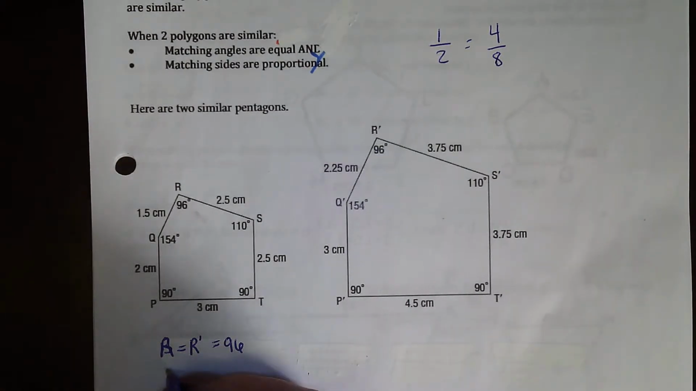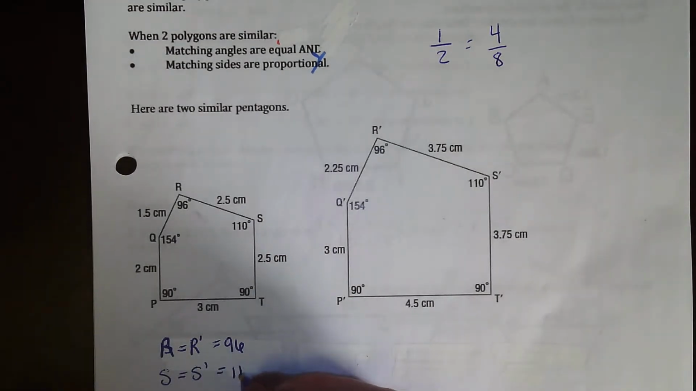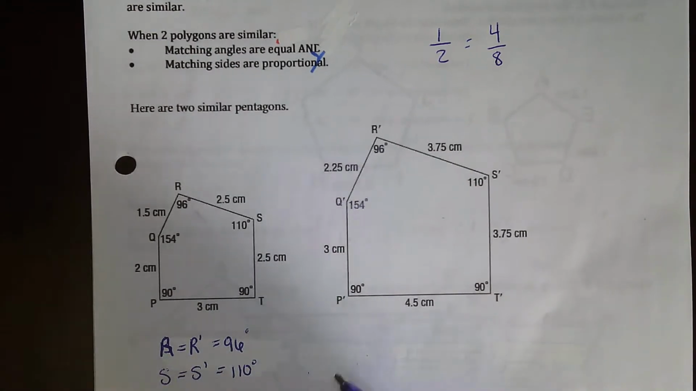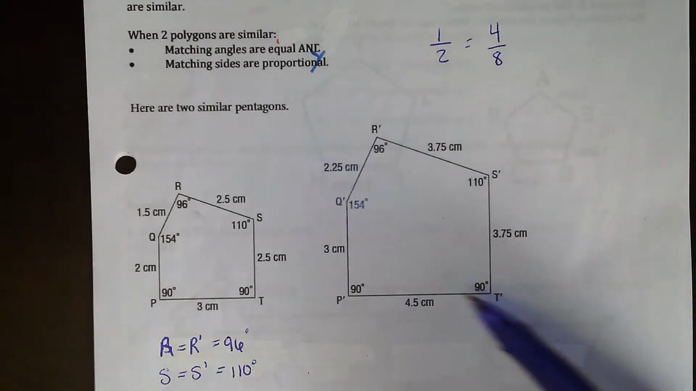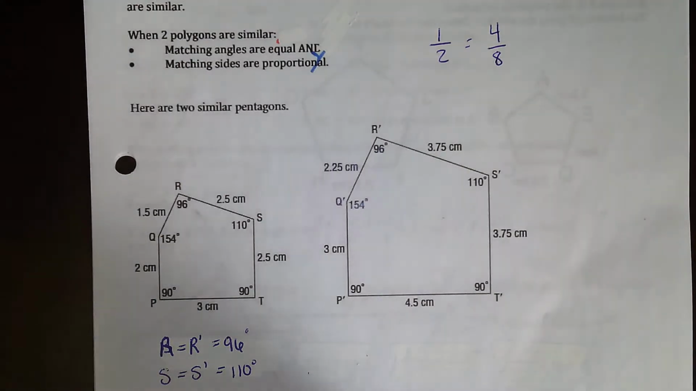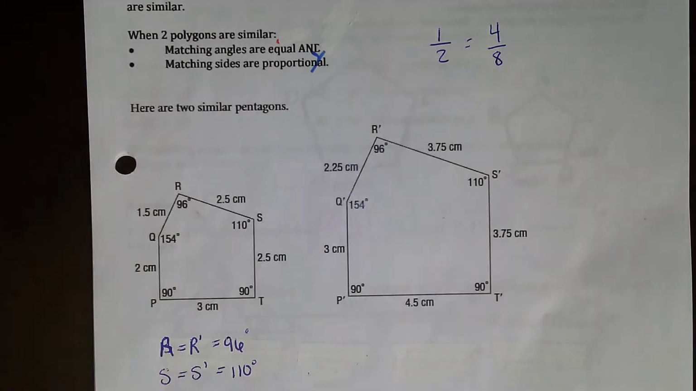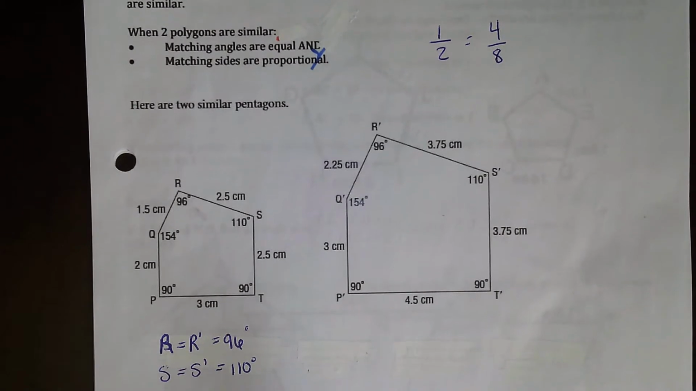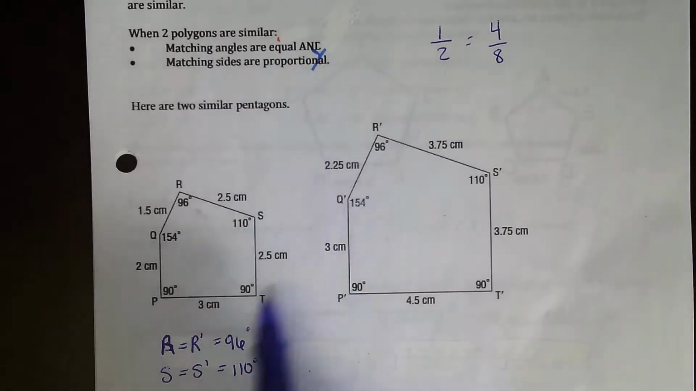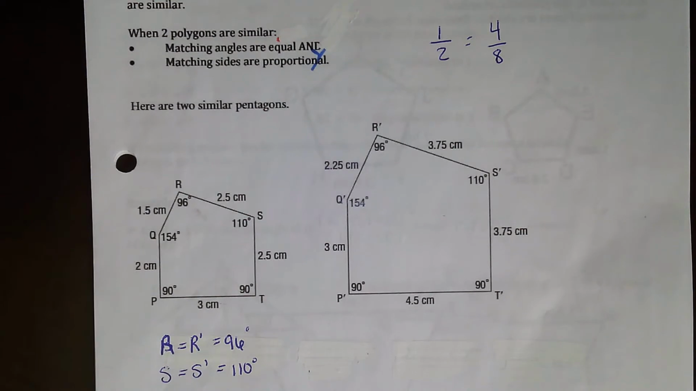You can go around and look at S and S', which equals 110. And T and T' both equal 90. And P, they both equal 90, and then Q and Q' both equal 104. I'm not going to write all of that down for you, but we do know that all of those 5 different angles do have a matching angle that is equal. So that does fit with making these two polygons similar.